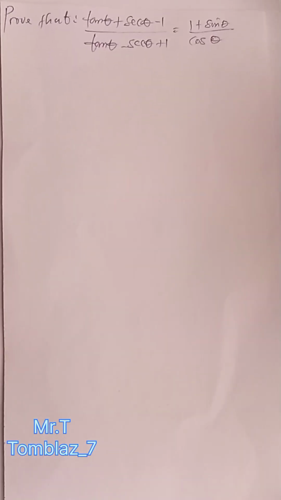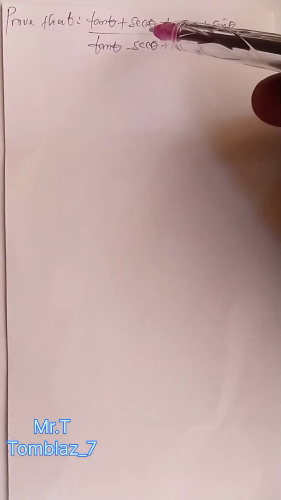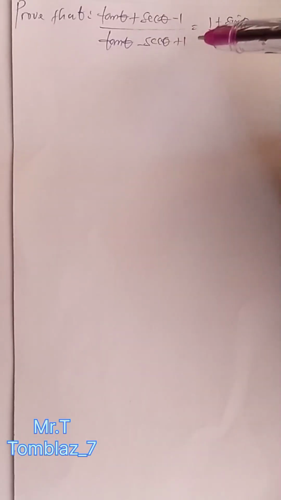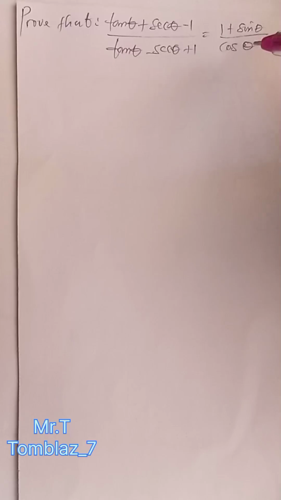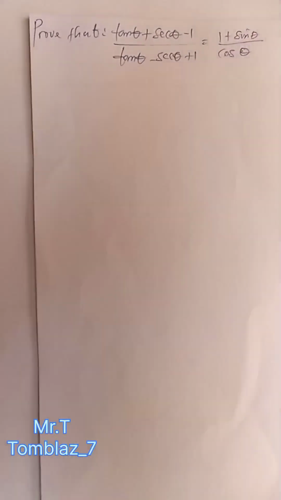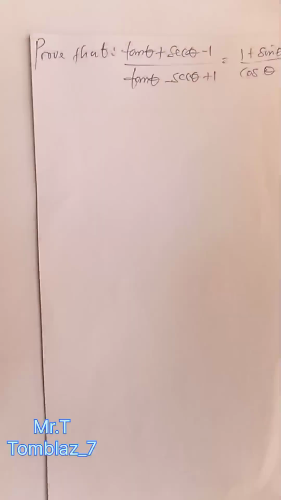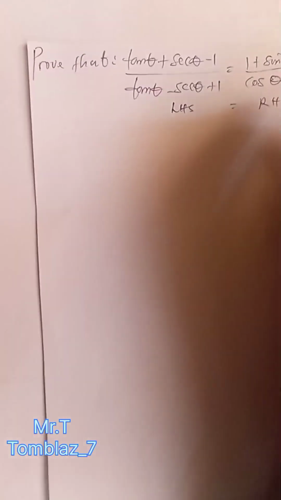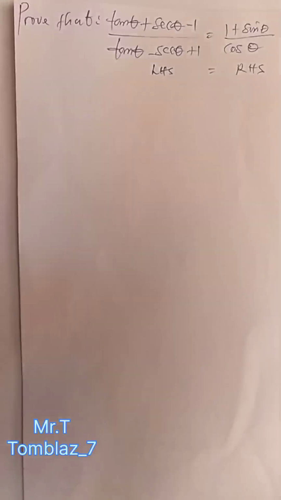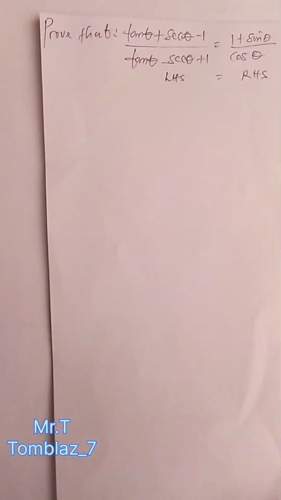This question said we should prove that (tan theta + sec theta - 1) all divided by (tan theta - sec theta + 1) is equal to (1 + sine theta) all over cos theta. You can decide to use any one side to prove the other side, since they are equal. So if this is our left hand side and this is our right hand side, when we pick any one and prove the identity, they should end the same. So I want to work on the left hand side now. Let's start with our solution.